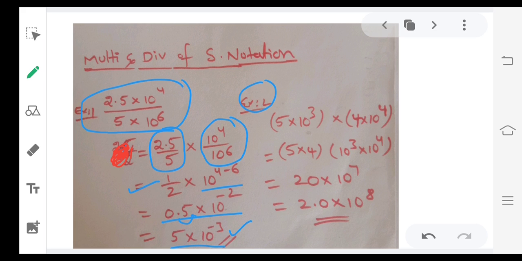Next, example 2 regarding multiplication. In multiplication, you can directly group the numbers. So 5 into 4, and 10 power 3 into 10 power 4.